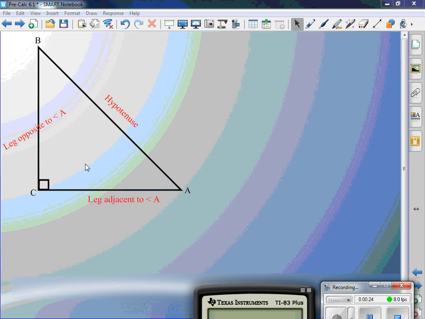All the pieces of the triangle. This you've seen 50,000 times. In a right triangle, the side opposite the right angle is the hypotenuse. If I'm talking about angle A, this is the leg adjacent to A. This is the leg opposite of A. Adjacent just means it's touching. Opposite means it's the opposite of the angle.